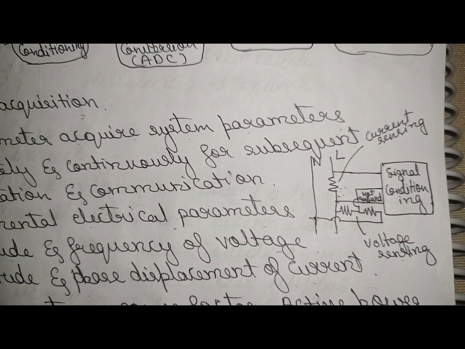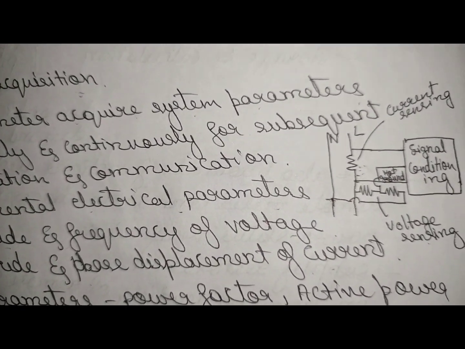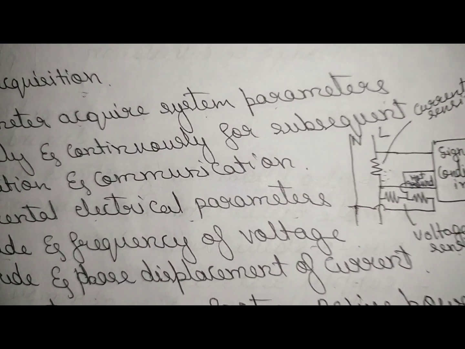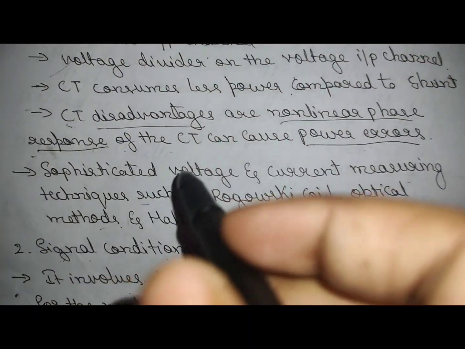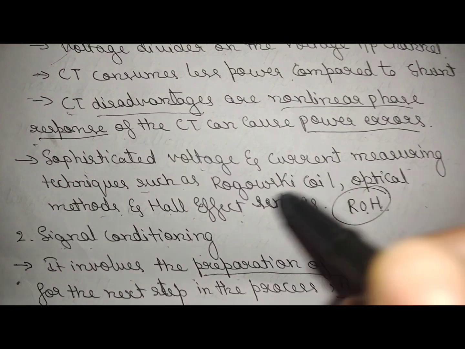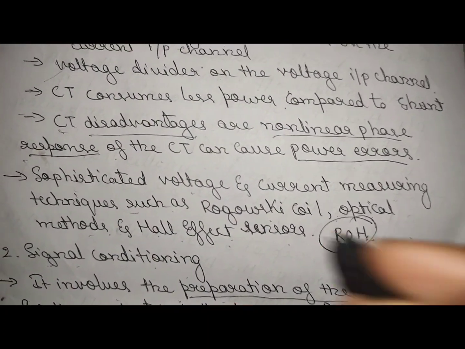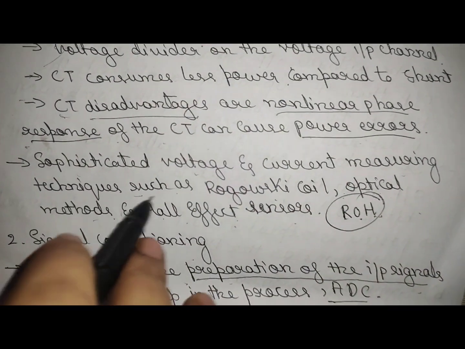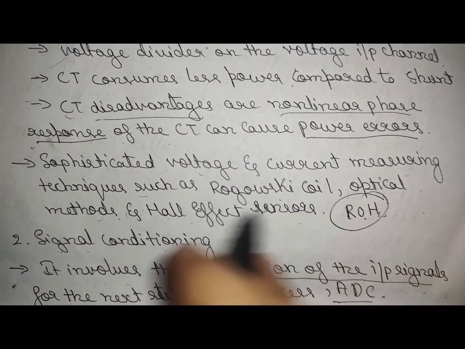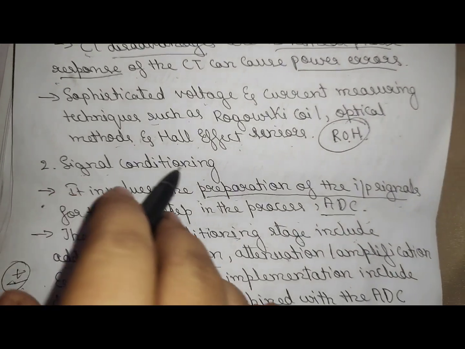CT has a disadvantage. It is a non-linear phase response of the CT. It will cause a power error. So sophisticated, that means advanced or well advanced, voltage and current measuring techniques such as Rogowski coil, optical methods and Hall effect sensors. Next process is signal conditioning.